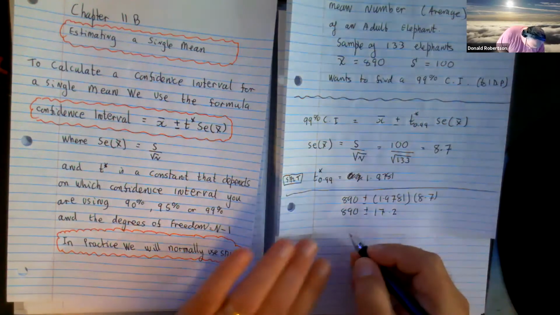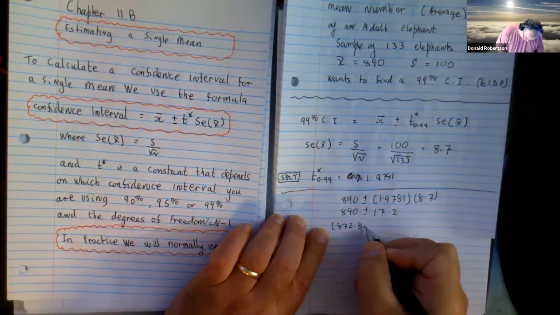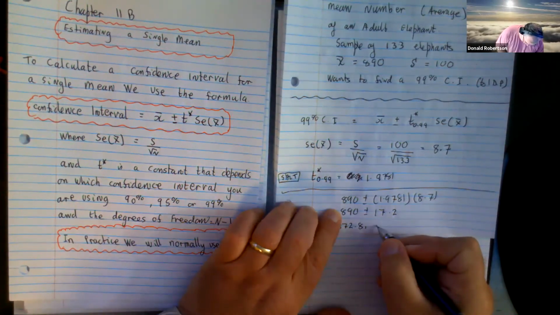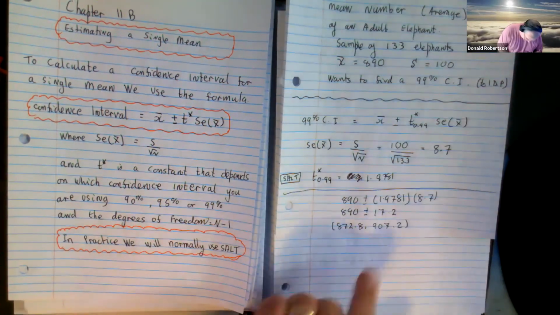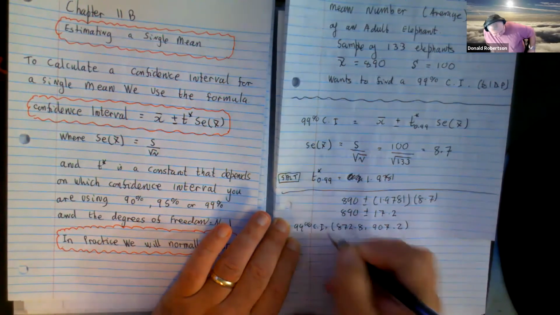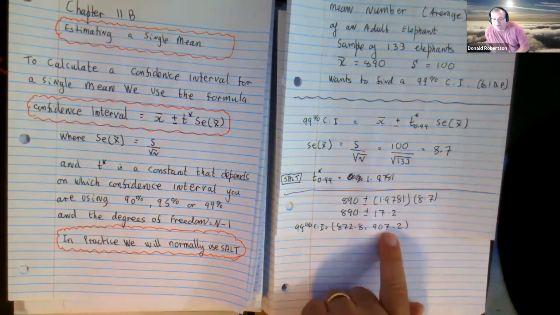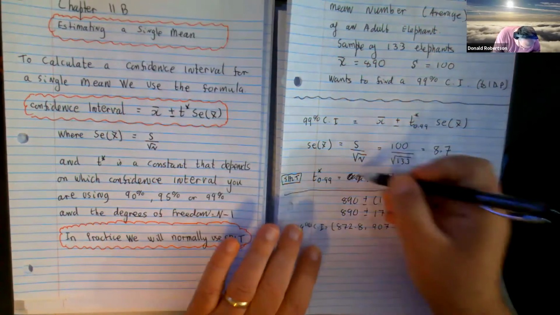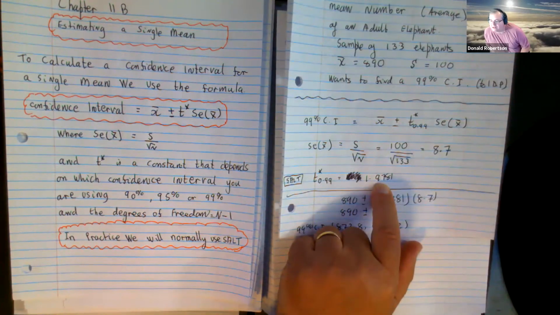If you take that away, you get 872.8. And if you add it, you get 907.2. And there is our 99% confidence interval. So we are 99% sure that the true value for the average weight of these elephants is somewhere in that range. Right. Unfortunately, finding that number was a bit of a pain because I had to leave 11B and go into 11A so I could hit the salt button that would let you find this guy.